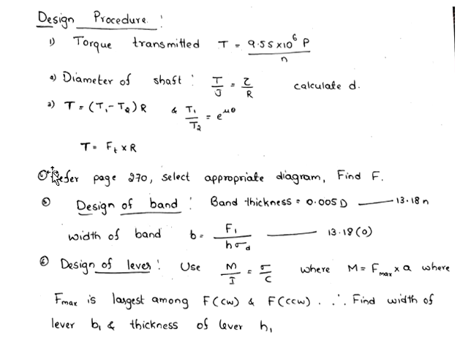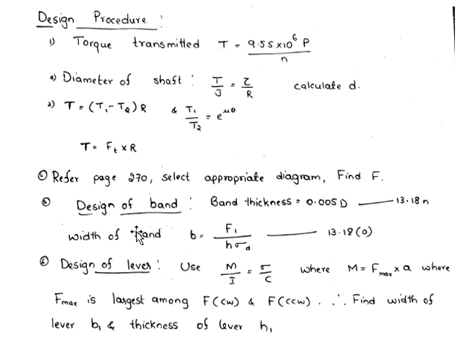Step number 4, refer page number 270 in your data handbook. Select right diagram, and there are two equations, one for clockwise rotation, one for anti-clockwise rotation. Select right equation and find value of F.